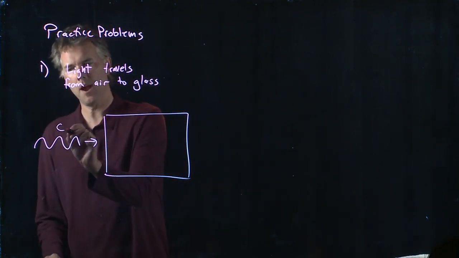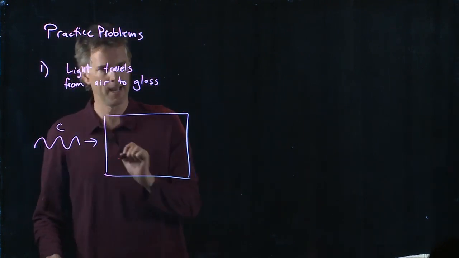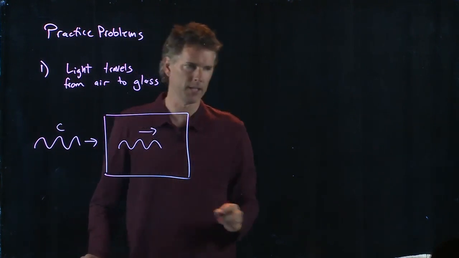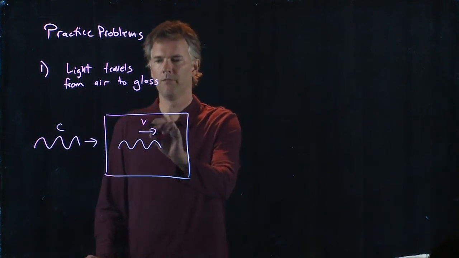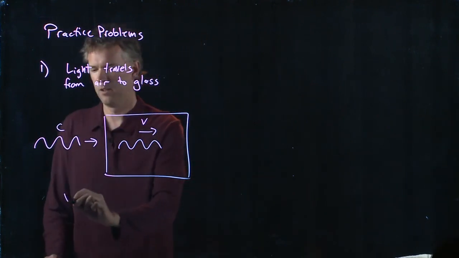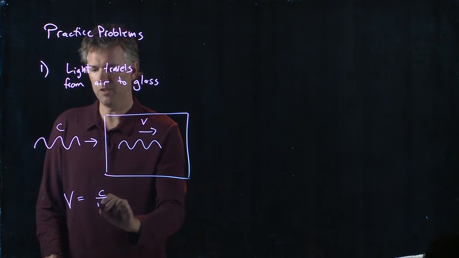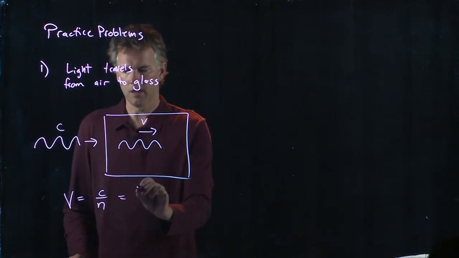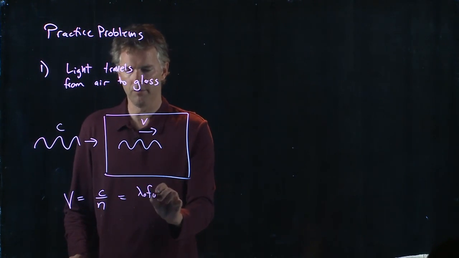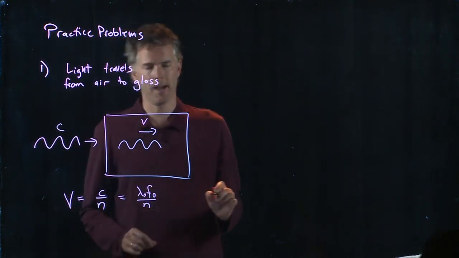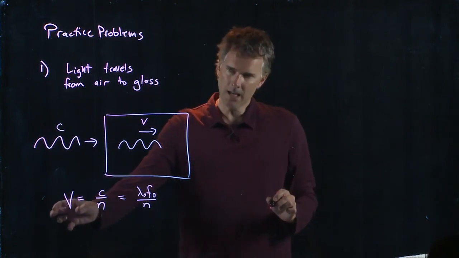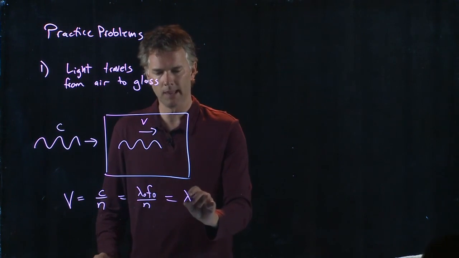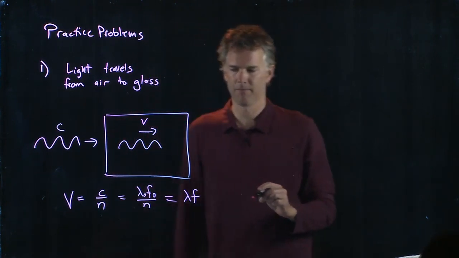Well, when it's in air, we know that it is traveling at c. But when it's in the material, what's it traveling at? v, which is less than c. Right? v equals c over n. c, we know, is lambda naught times frequency naught over n. But now in this material, it's going to be some new lambda times f.